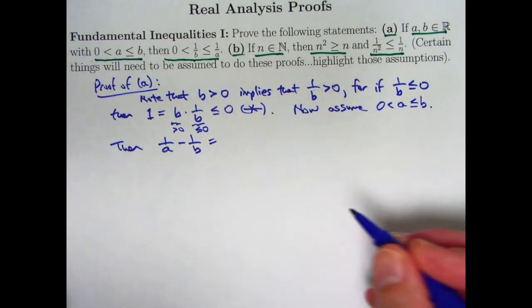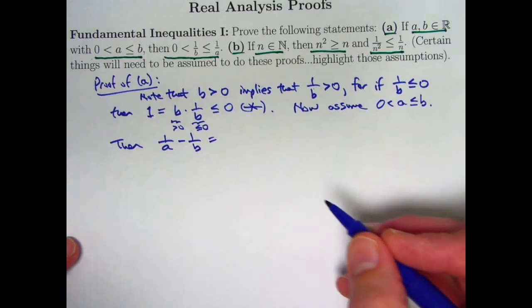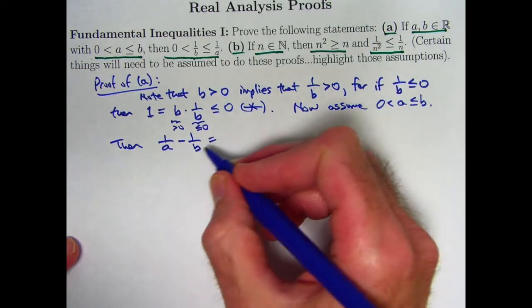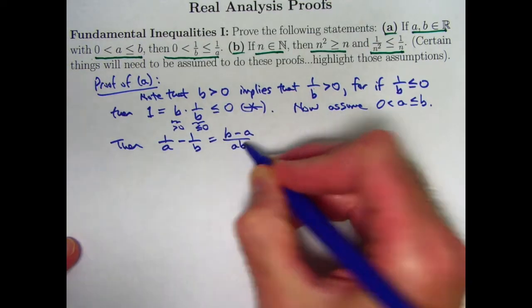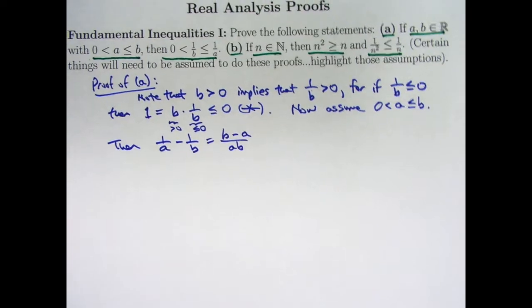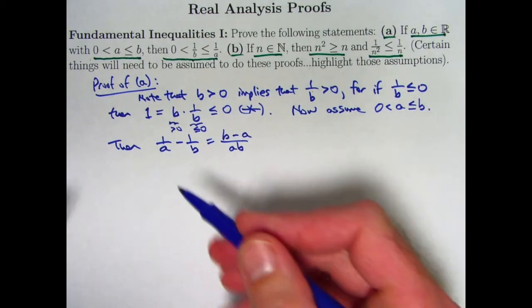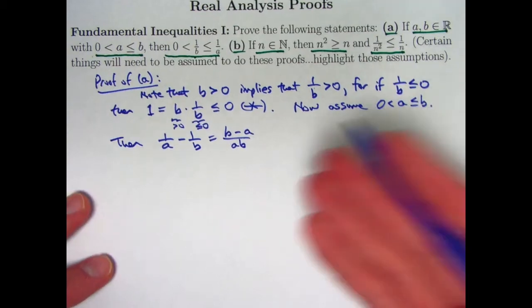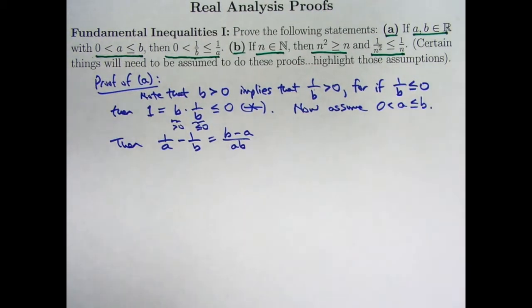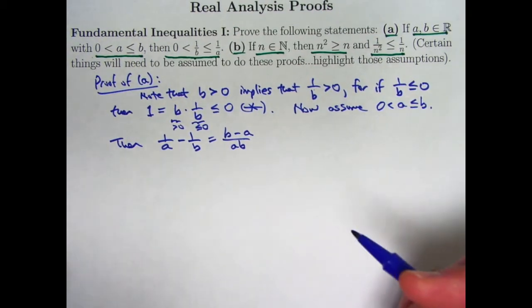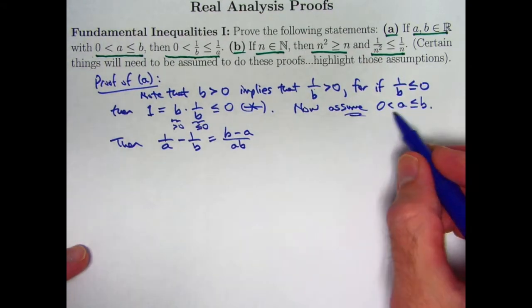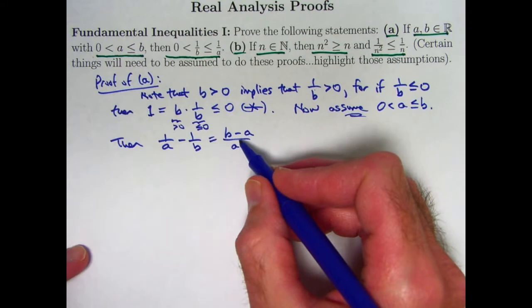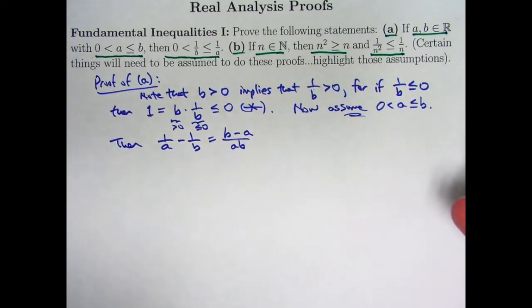And I'm also assuming that I can add these things by getting a common denominator of A times B to get B minus A over A times B. A and B are not necessarily rational. They could be irrational. But I'm going to say I know how to subtract real numbers like this by getting a common denominator. And now we can use our assumption. We're assuming A is less than or equal to B. That means B minus A is greater than or equal to 0.